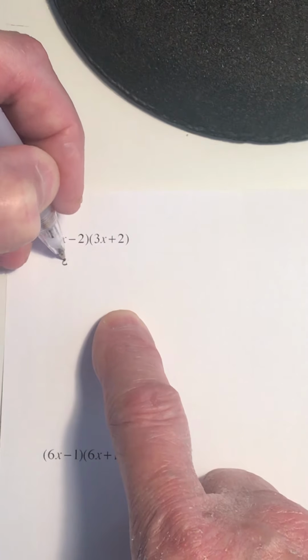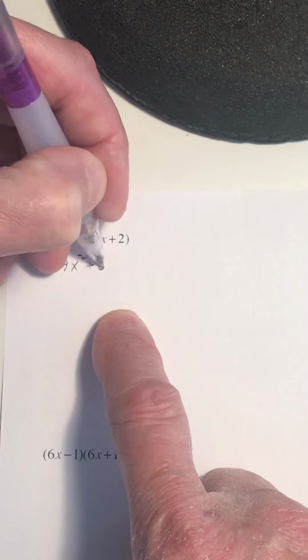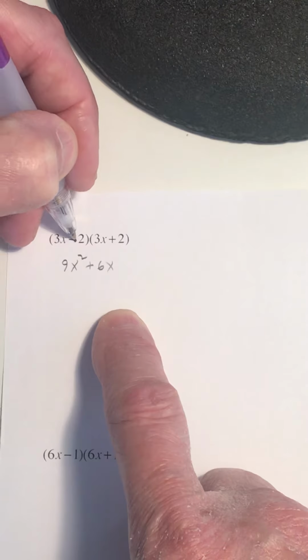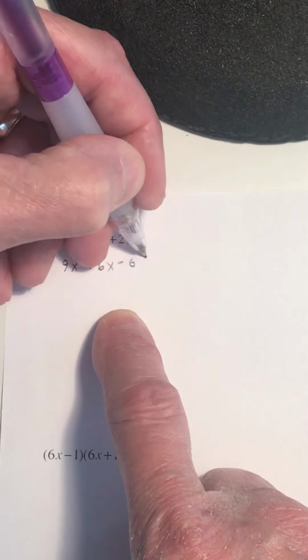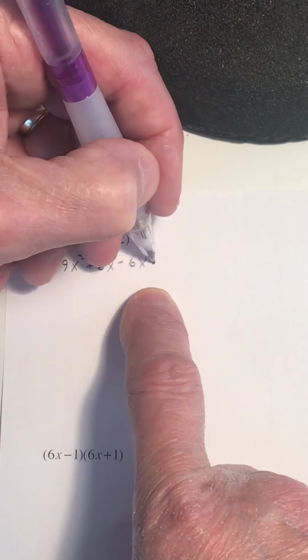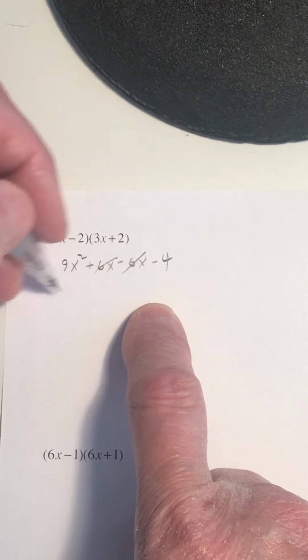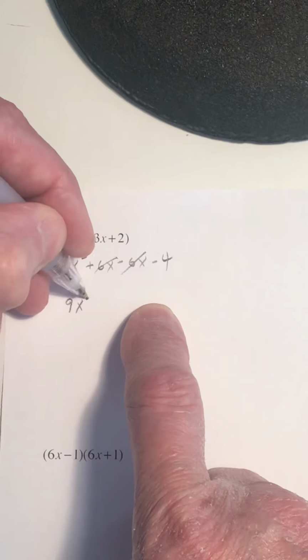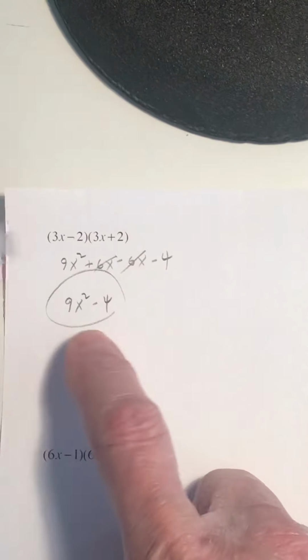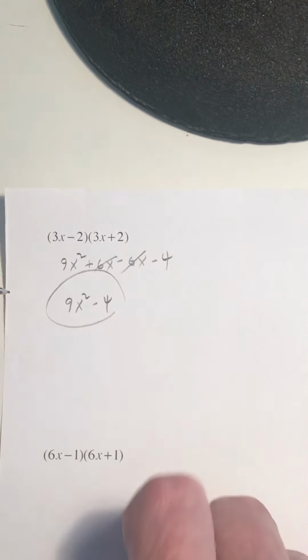3x times 3x, 9x squared. 3x times 2 is plus 6x. Then minus 2 times 3x, there's the opposite popping out. Minus 2 times plus 2, minus 4. These kill each other off, and we're left with the square of 3x take away the square of the number 2.